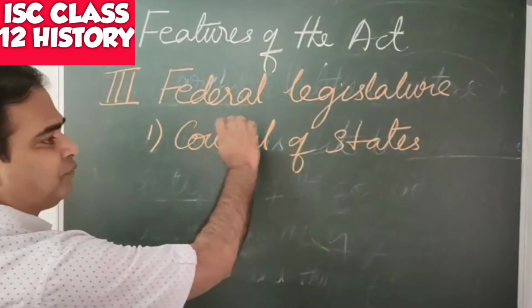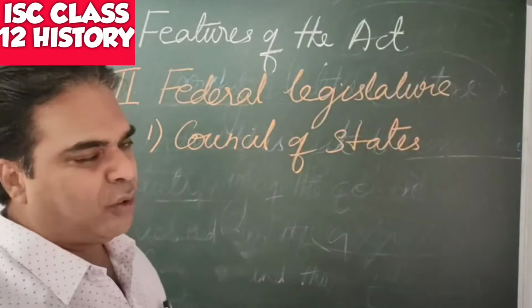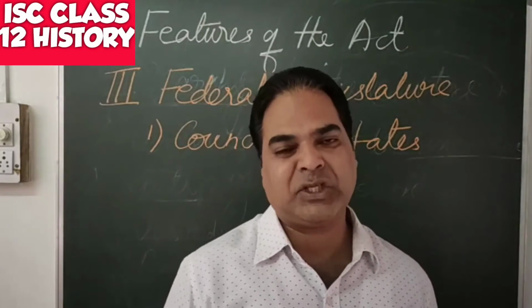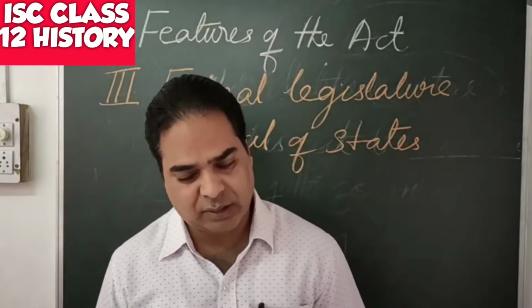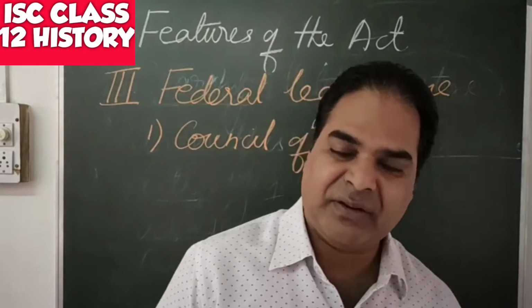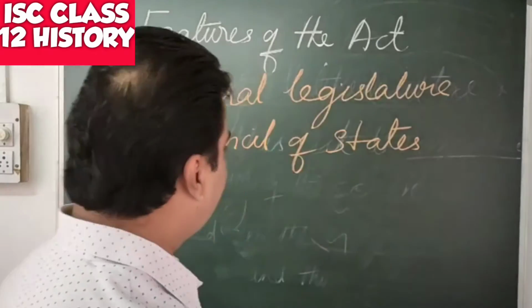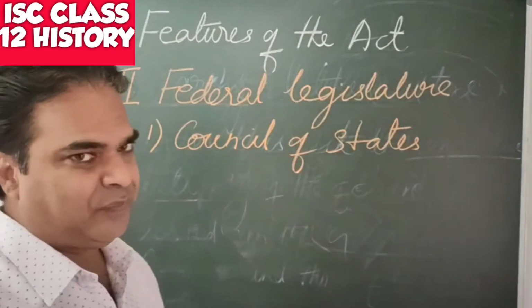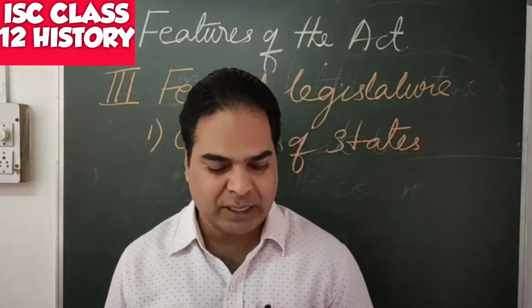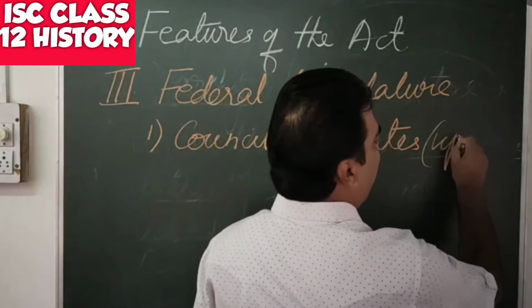Okay, next. The third one, the federal legislature. The Government of India Act 1935 introduced federation, and accordingly the federal legislature was also introduced. The first body we have is the Council of States, which was the upper house.